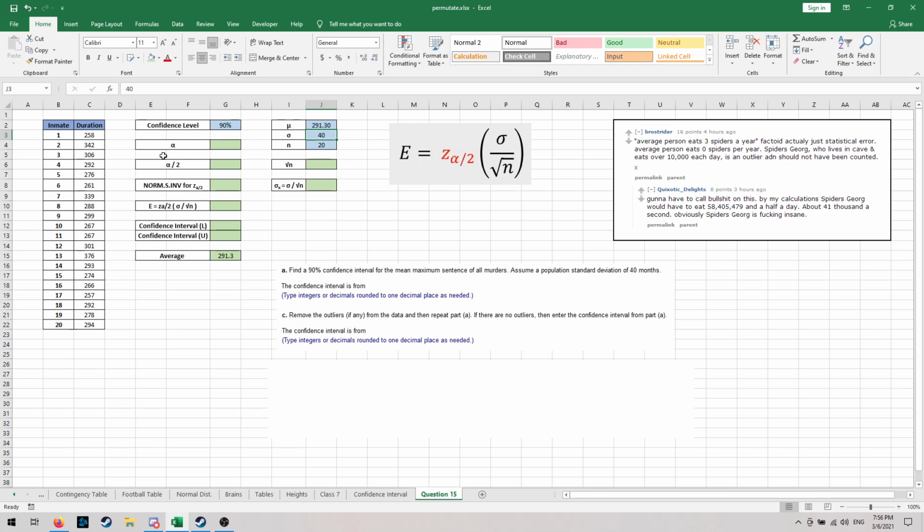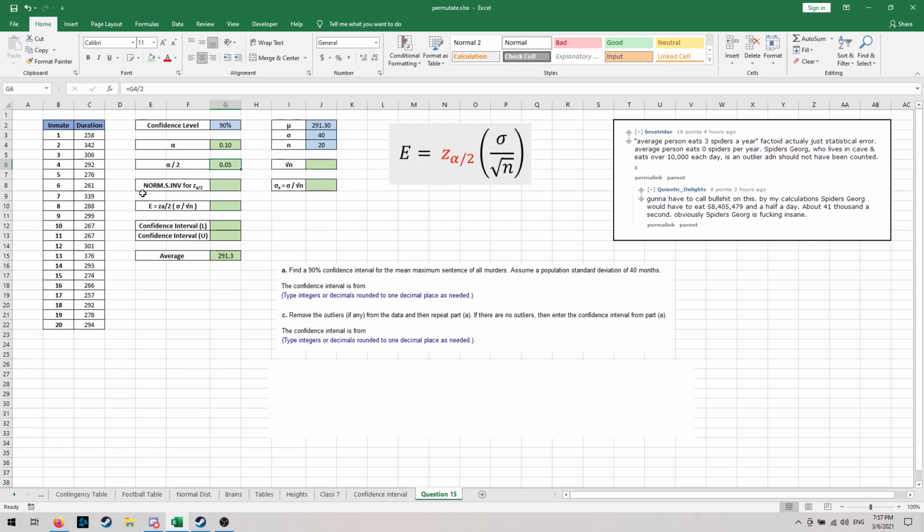Alpha is the amount remaining of our confidence interval. So if we have a confidence interval of 90, our alpha is going to be 10%. We can write that as 1 minus our confidence interval, which is just 10% expressed as a decimal. Then we divide that number by 2. So we press equals, our alpha, and simply divide it by 2, and we get 5% expressed as a decimal.